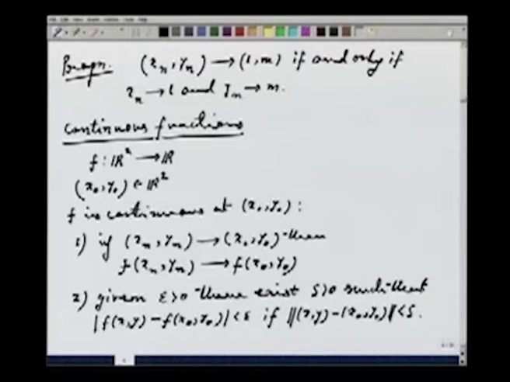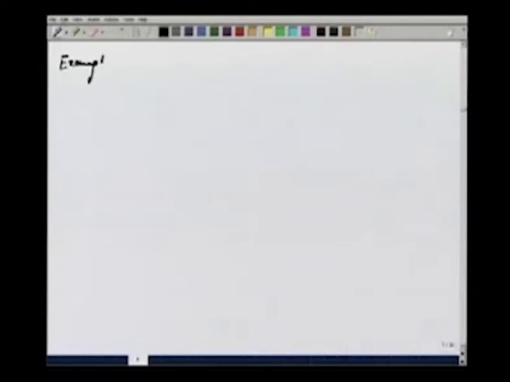Now what I want to do is try to see some simple examples of continuous functions by these two criteria. So we start with my example. Suppose I look at the function f of (x, y) equal to x plus y. I want to see whether it is continuous at any point (x0, y0). Choose a point arbitrarily.